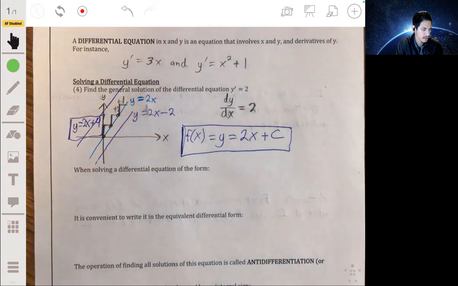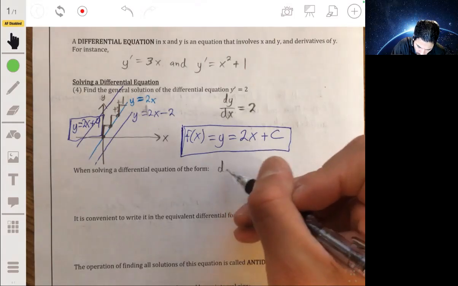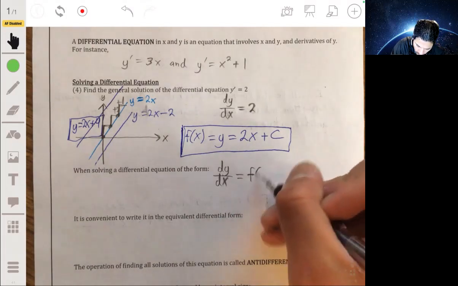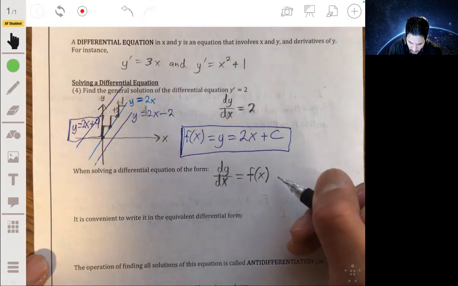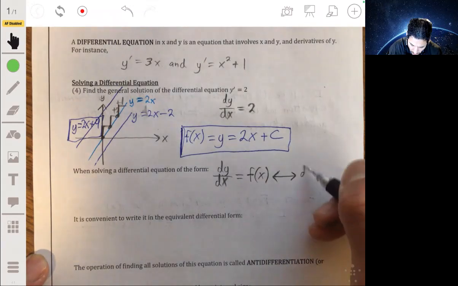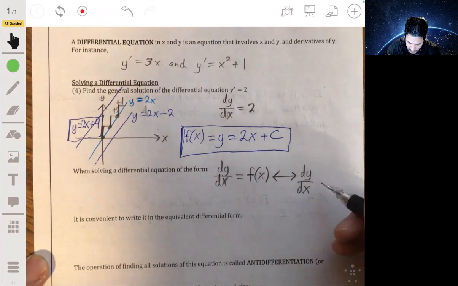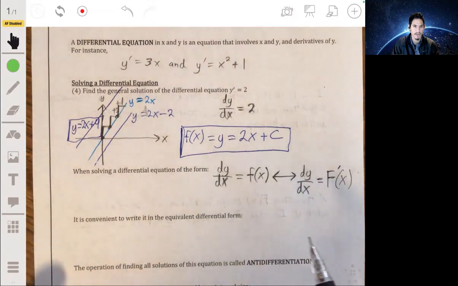So now let's look a little more into what's going on when we find derivatives and antiderivatives. So when you have a differential equation, let's say of the form that we're used to, dy over dx is equal to f of x. Again, we're going to be using this interchangeably with the form where we have the derivative of capital F of x being equal to f of x. So interchangeably, they're going to be the same thing.